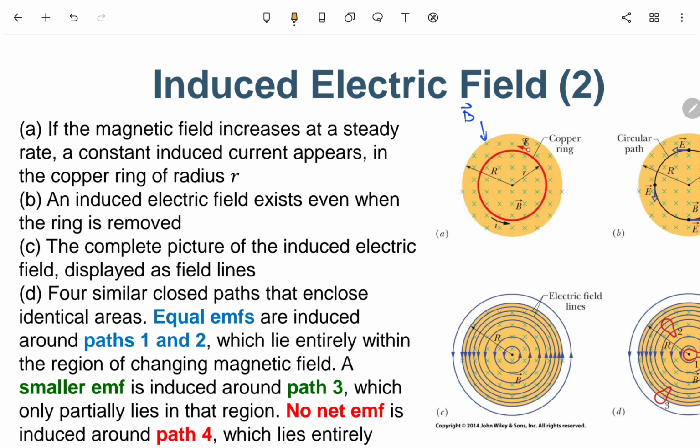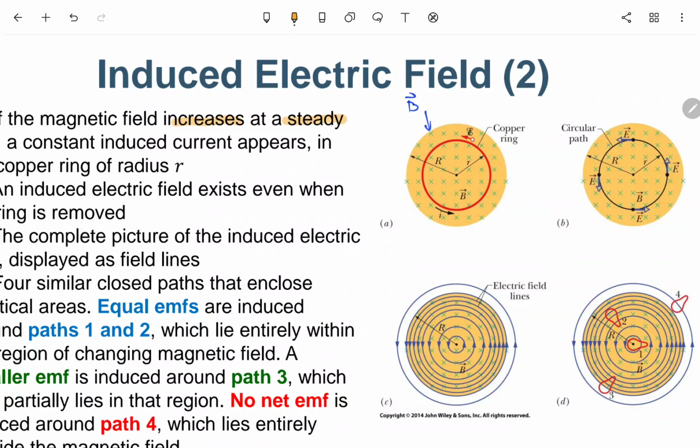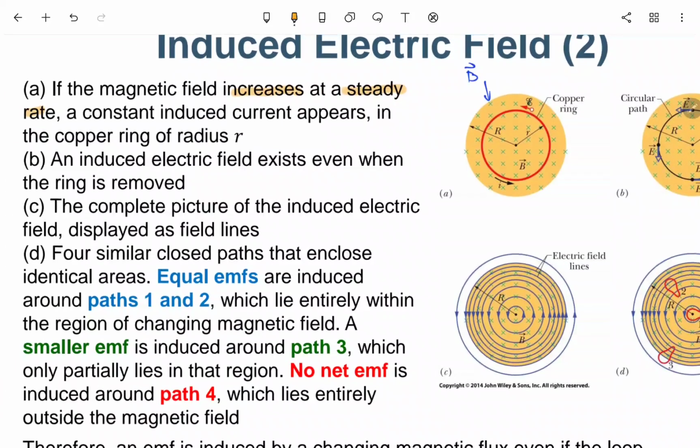Okay, it is increasing in time. The B field increases at a steady rate, meaning at a constant rate, or linearly. And the induced electric field exists even when the ring is removed, so we do not need a physical ring to exist. Earlier we talked about the concept of eddy current. The computed picture of the induced electric field displays as field lines.